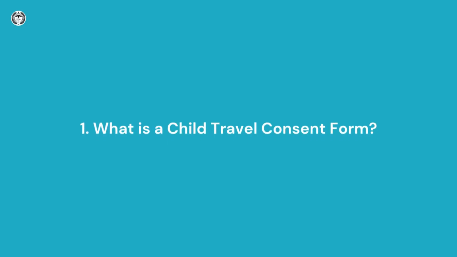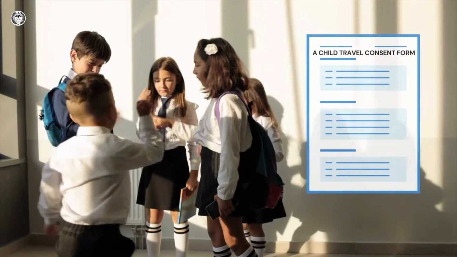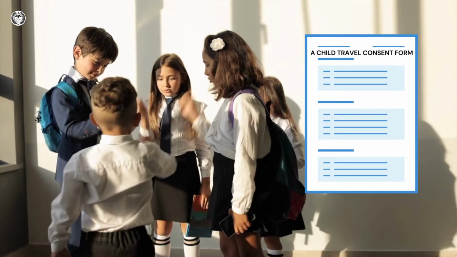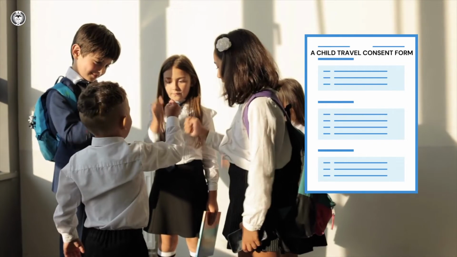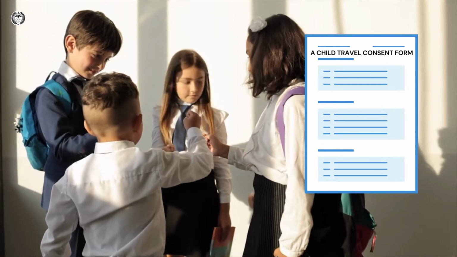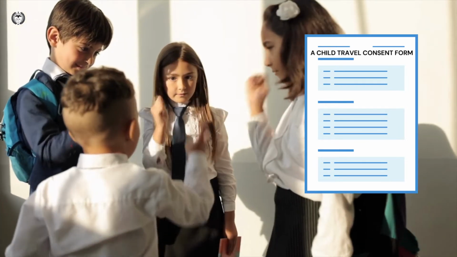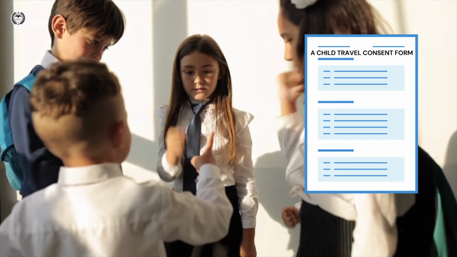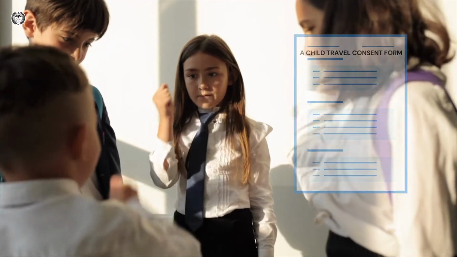What is a child travel consent form? A child travel consent form legally grants a minor aged under 18 permission to travel without their parents or legal guardians. The form is strongly recommended if a child travels alone, with only one parent or an authorized adult.